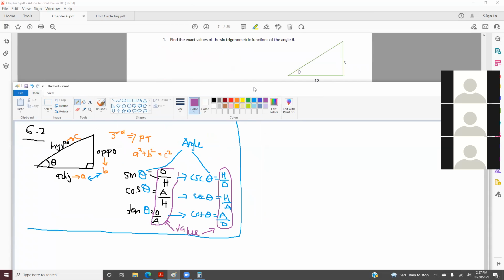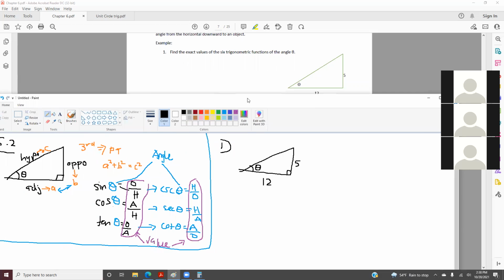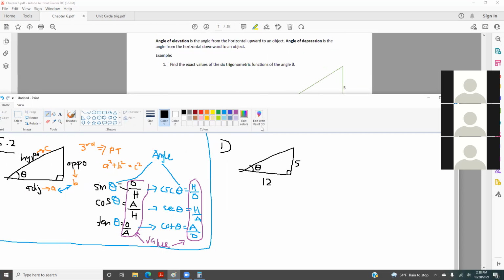All right, so I want you guys to do question number 12, number 1. You need to find the 6 trigonometric functions for this case. So this is theta, this is 12, and this is 5. So I want you guys to figure out what is your hypotenuse in this case. 13. Okay, 13 is correct.